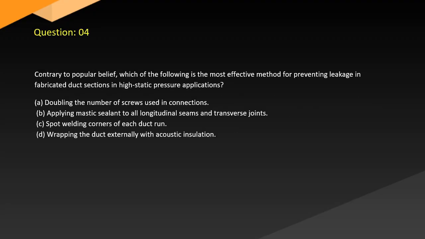Question 4. Contrary to popular belief, which of the following is the most effective method for preventing leakage in fabricated duct sections in high static pressure applications? A. Doubling the number of screws used in connections. B. Applying mastic sealant to all longitudinal seams and transverse joints. C. Spot welding corners of each duct run. D. Wrapping the duct externally with acoustic insulation.